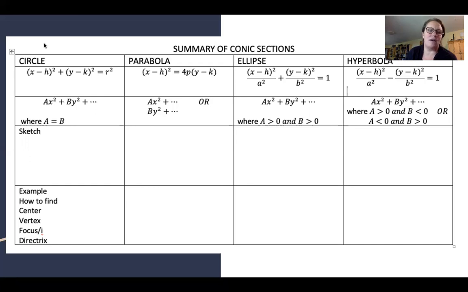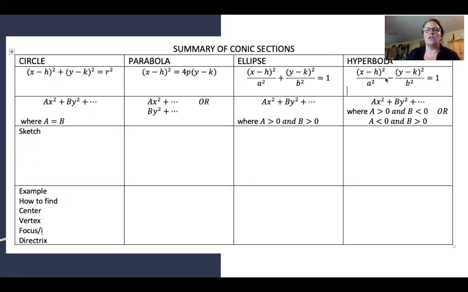A circle is a special case of an ellipse. The hyperbola has one of those values, the coefficient of x squared or the coefficient of b squared, negative, but not both of them. If both of them were negative, you could actually factor that negative out and it would be an ellipse.